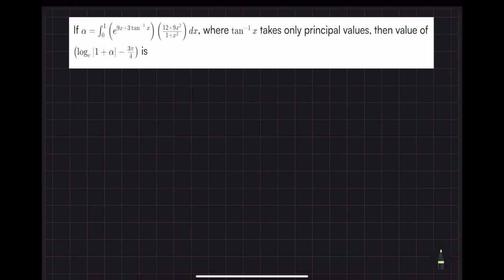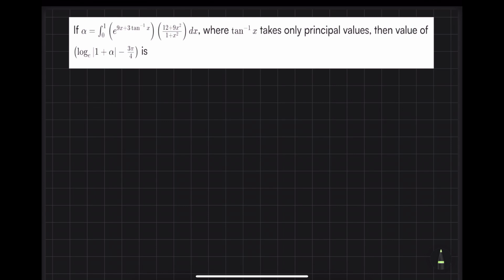So we got this situation. If alpha equals integration from 0 to 1 of e power (9x plus 3 tan inverse x) times (12 plus 9x square) by (1 plus x square) dx, where tan inverse x takes only principal value, then the value of this function is. Okay.